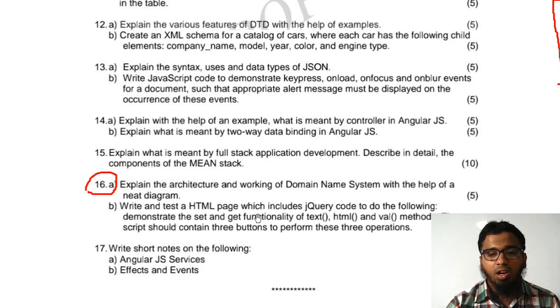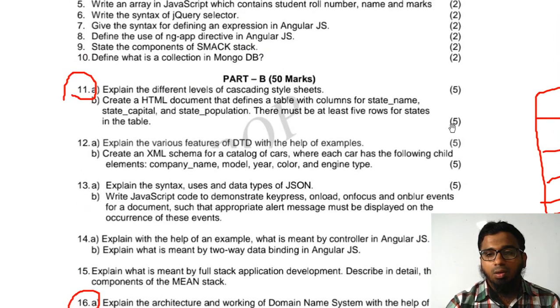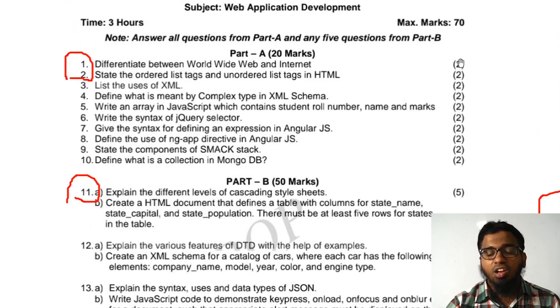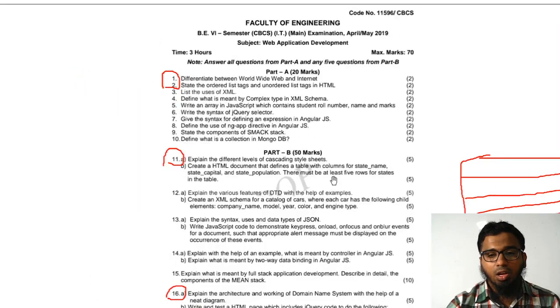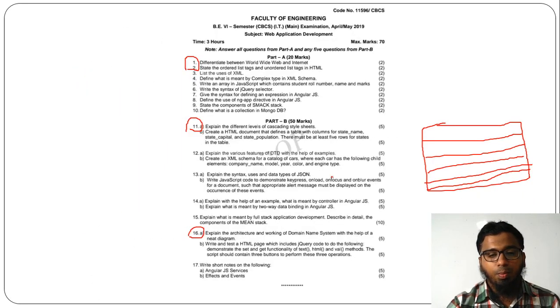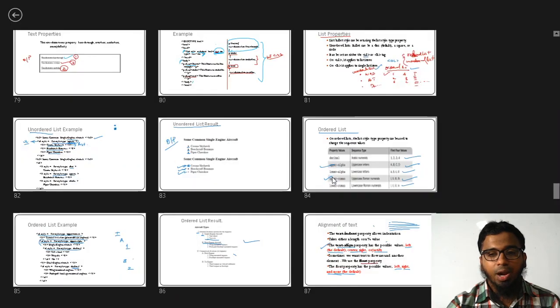Okay, and here this HTML jQuery is from the third unit. So here 5 plus 5 plus 5, 15, 16, 17, 18, 19. From the first unit, a 19 marks question. Okay, so be prepared and practice more.